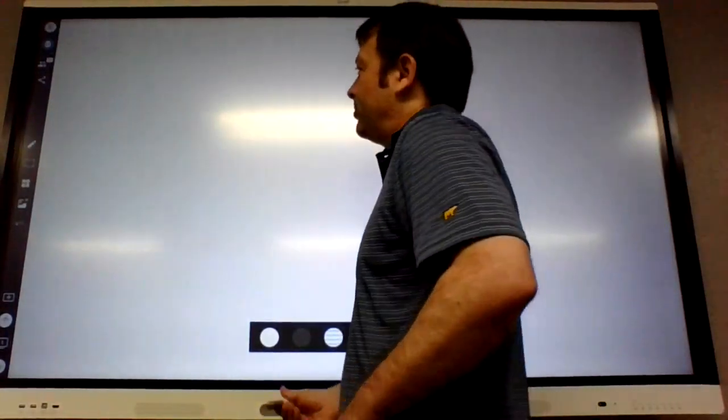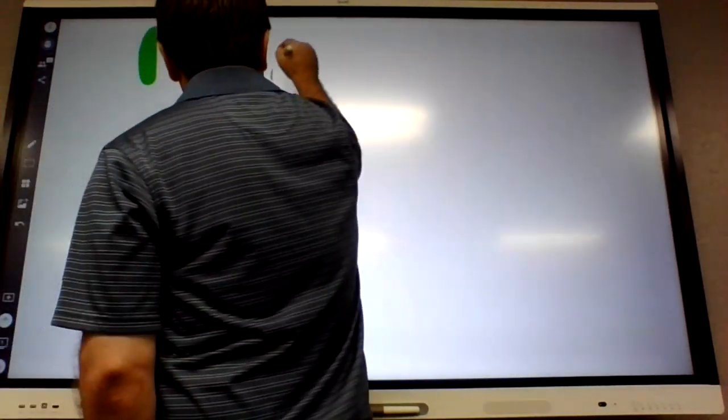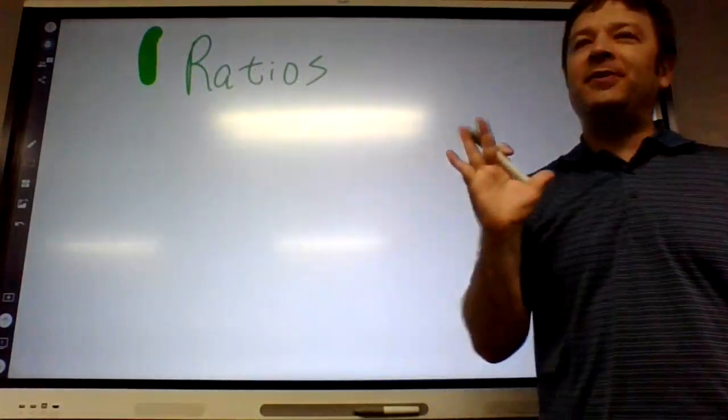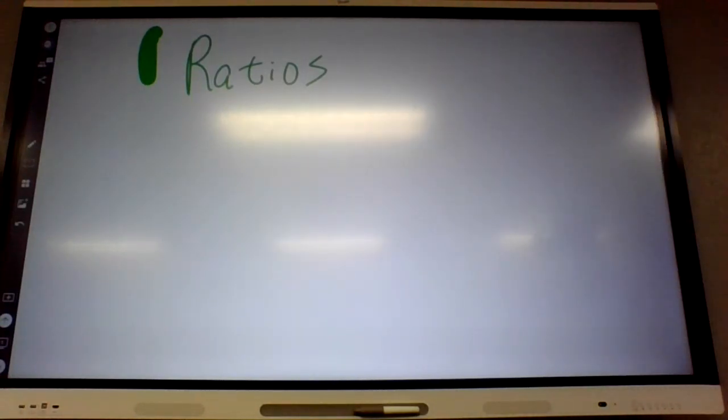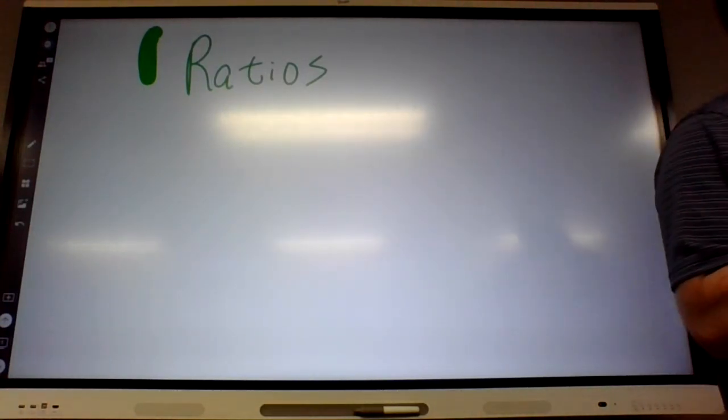We are talking about ratios today. I don't know that thick name, ratios. Okay, they are kind of like fractions. A fraction is like a ratio where you compare something to the whole.